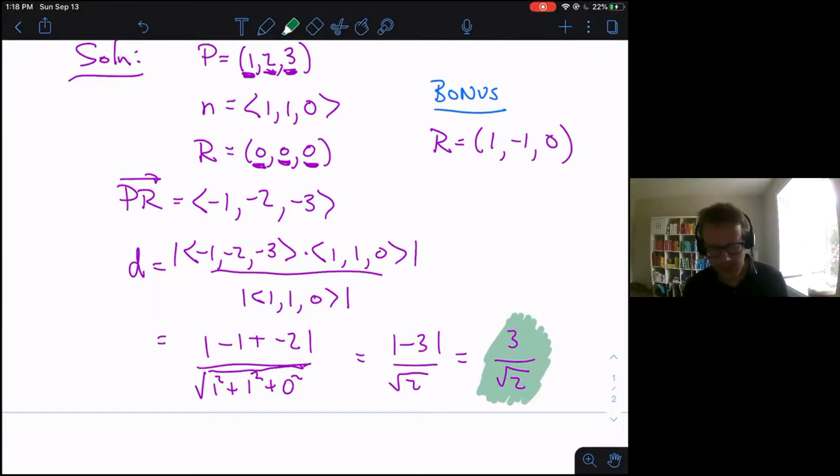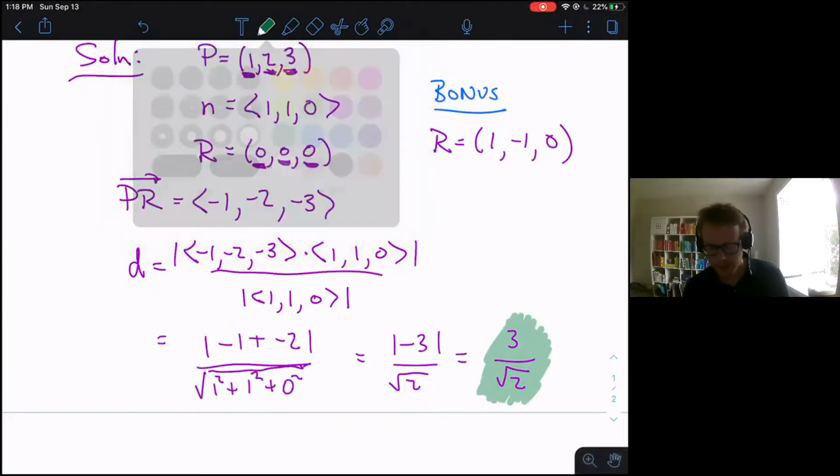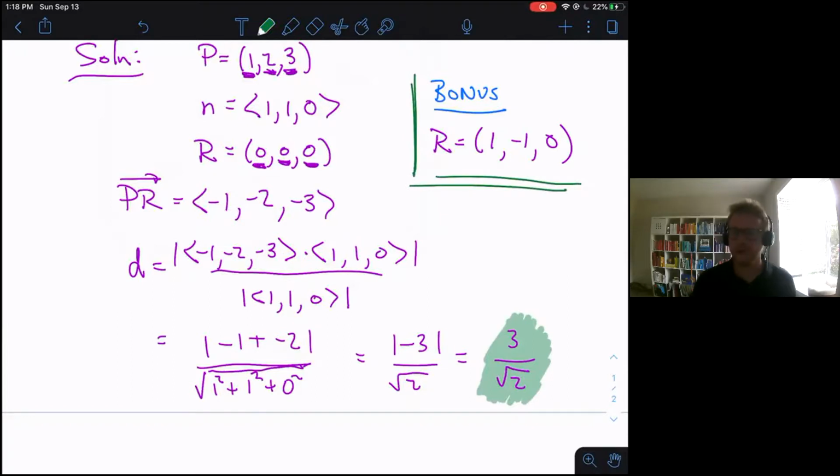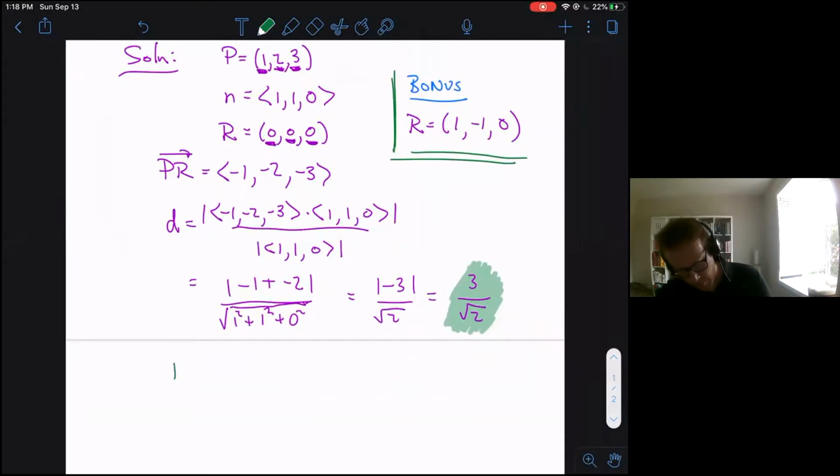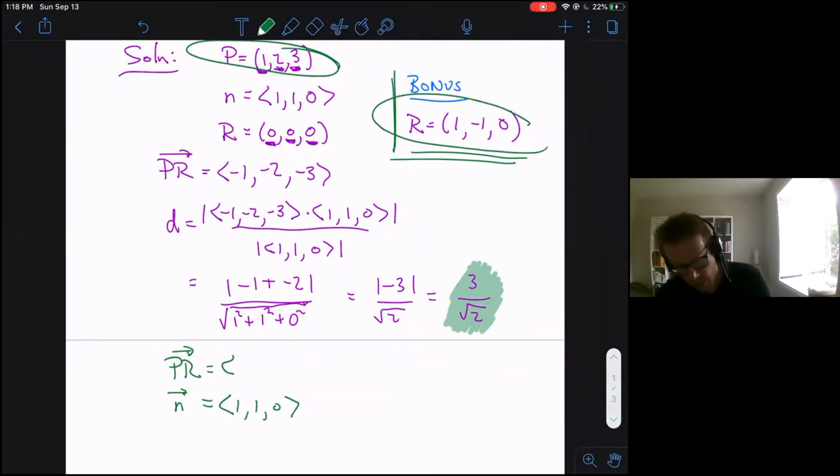Let's go ahead and do this other problem here, where I choose this different R value. And let's hope that we get the same number at the end of the day. So again, we need to recalculate our PR, right? Our N is going to be the same, 1, 1, 0. But we need to recalculate our PR. So again, we're starting at P, we're ending at R. How many steps did we take? I start at 1, I end at 1, I took 0 steps. I start at 2, I end at -1. That means I must have taken -3 steps. And then finally, I start at 3, I end at 0, I must have taken -3 steps.